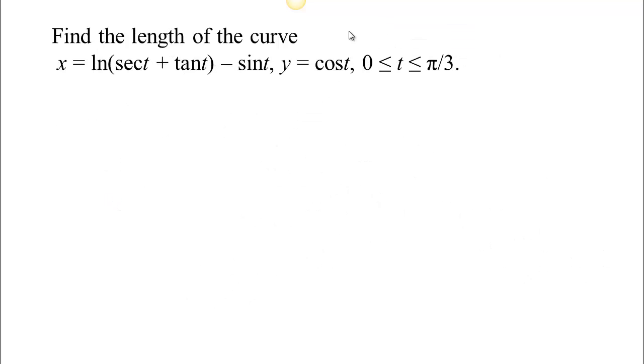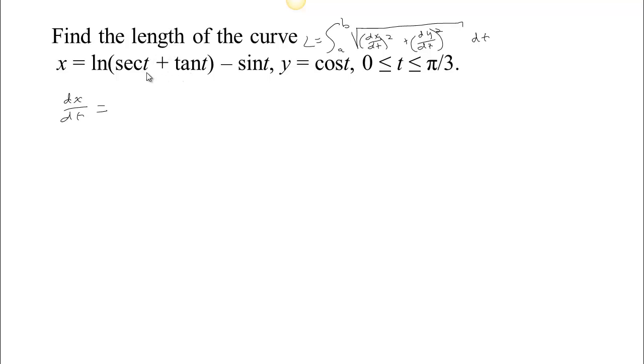We'll do another example here. Remember the formula again. The length of the curve is the integral from starting time to ending time of the square root of (dx/dt) squared plus (dy/dt) squared, dt. Okay, so let's find dx/dt in this case.